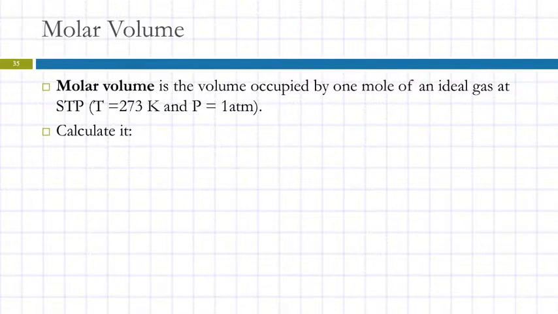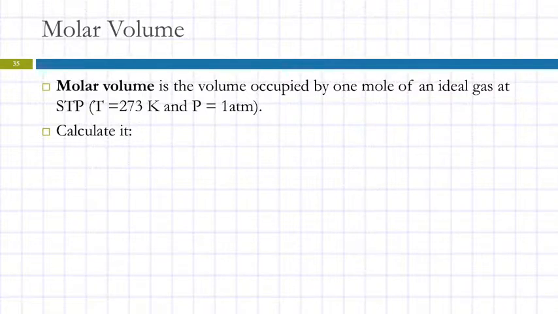Molar volume. So we've talked about molar mass, right? That's the mass of 1 mole of substance. Atomic mass was the mass of 1 atom. Formula mass, the mass of 1 formula unit. So molar volume is the volume of 1 mole. This is the volume of 1 mole of an ideal gas at STP. Because if we're going to do comparing, what should we use? We should use STP. So let's calculate what this would be.